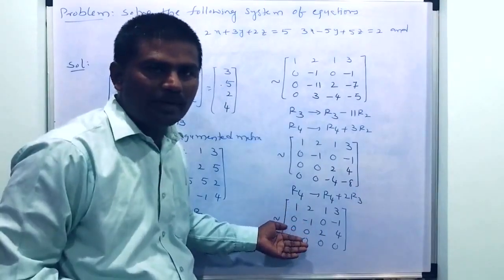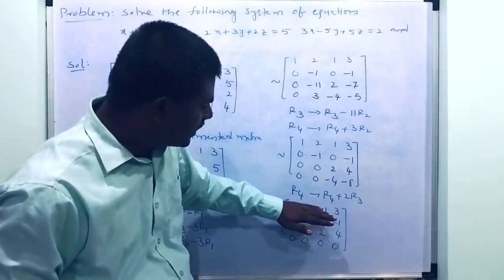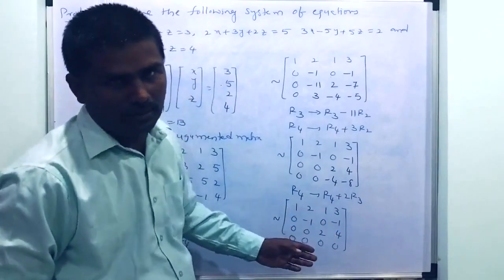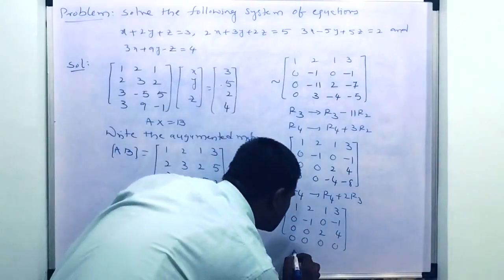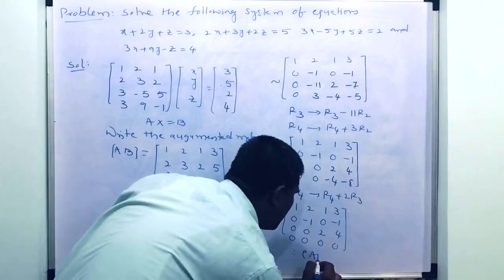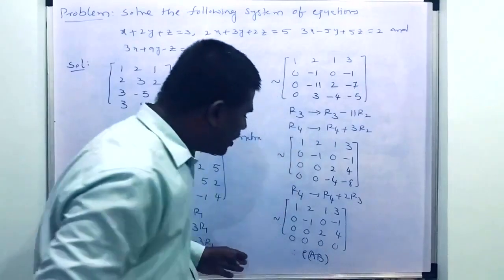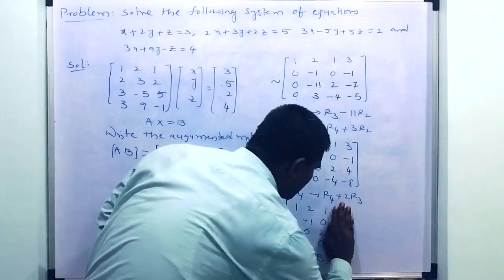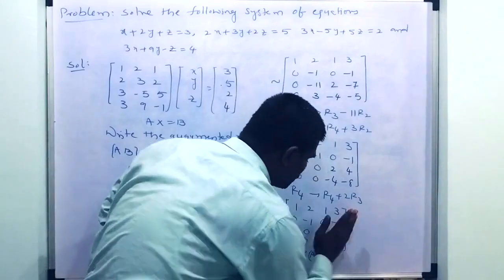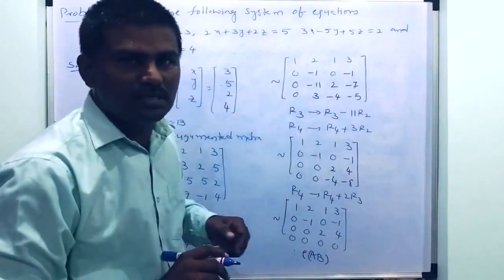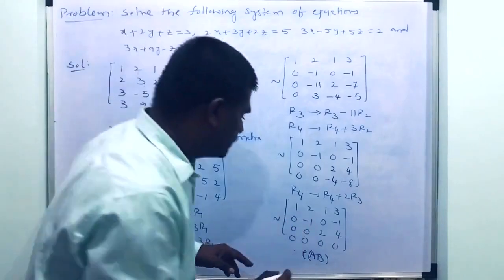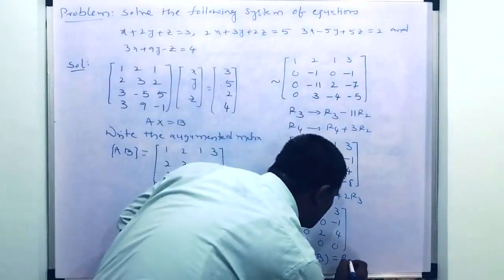The rank of the augmented matrix is 3 because the number of non-zero rows is 3. That is, rank of AB is 3. Also, if you remove the last column, the number of non-zero rows is again 3, which is the rank of the matrix A. The rank of the matrix is also equal to 3.